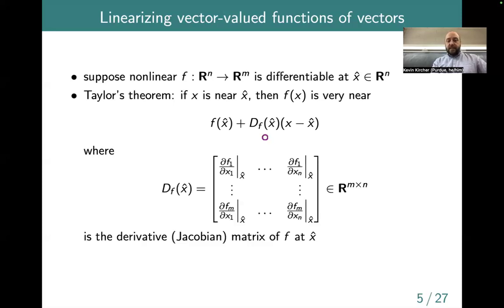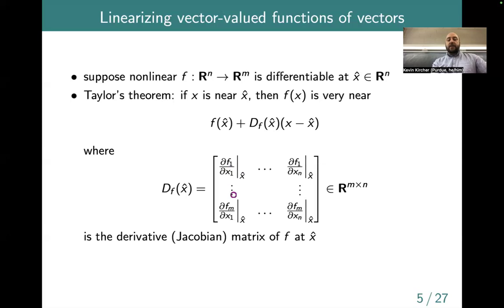And so this thing here, D, is called the derivative matrix or the Jacobian matrix. And here is its definition. So again, f is just this list of functions, f1 through fm. And so the first column of the derivative or Jacobian matrix here would be the partial of f1 with respect to the first variable, x1, all evaluated at this point x hat.